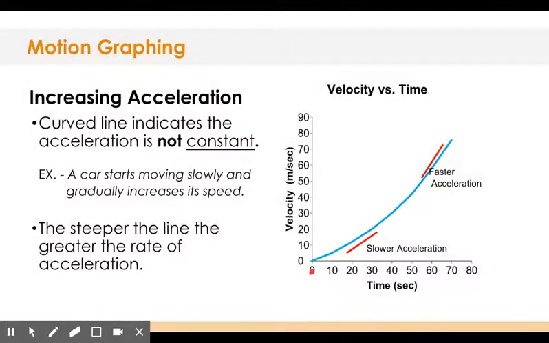Increasing acceleration: a curved line indicates the acceleration is not constant. And so in this, anytime you see that curve, down here it's accelerating slower. Once it gets up here, it's accelerating faster. A car starts moving slowly and then gradually increases in speed. And so you see that going off from a stop sign or a stoplight. That acceleration, that curve goes faster. The steeper the line, the greater the rate of acceleration.